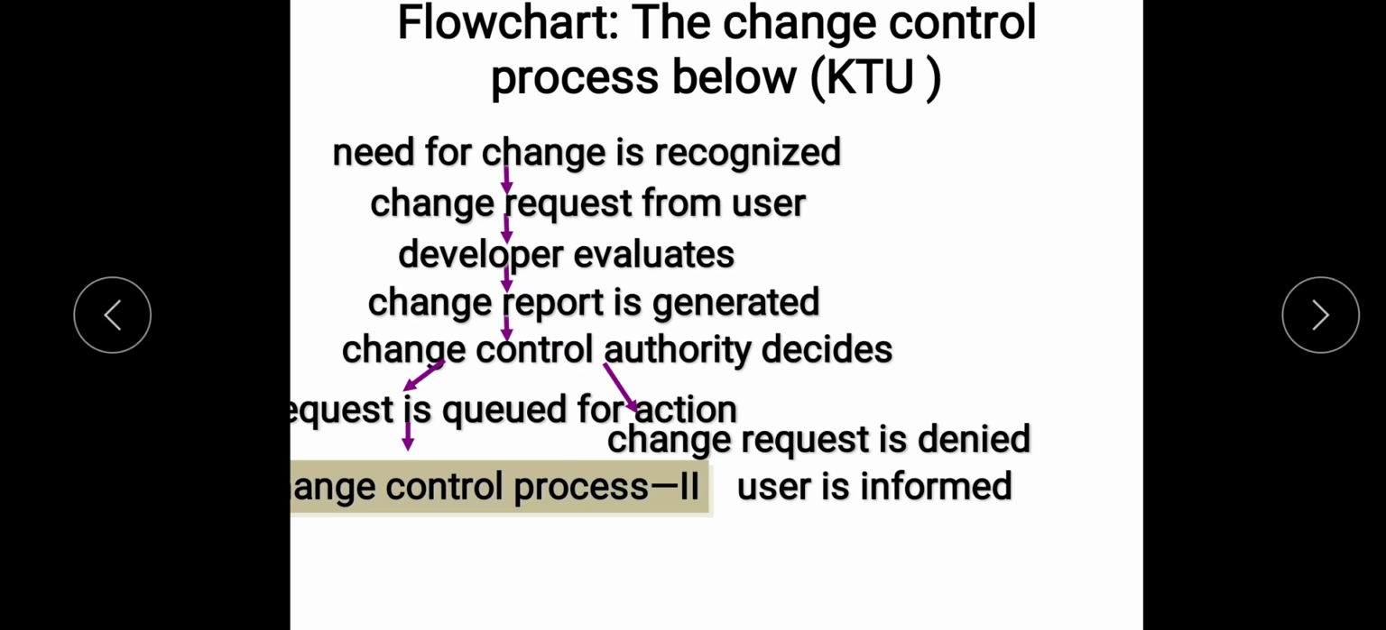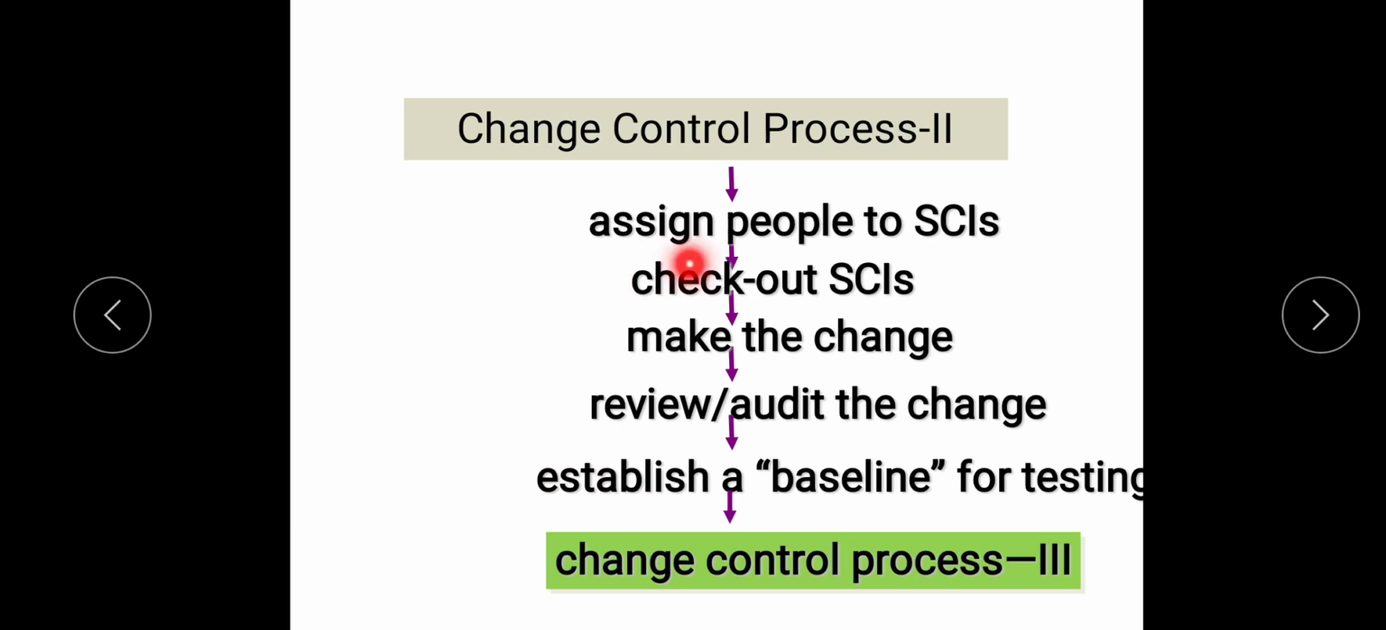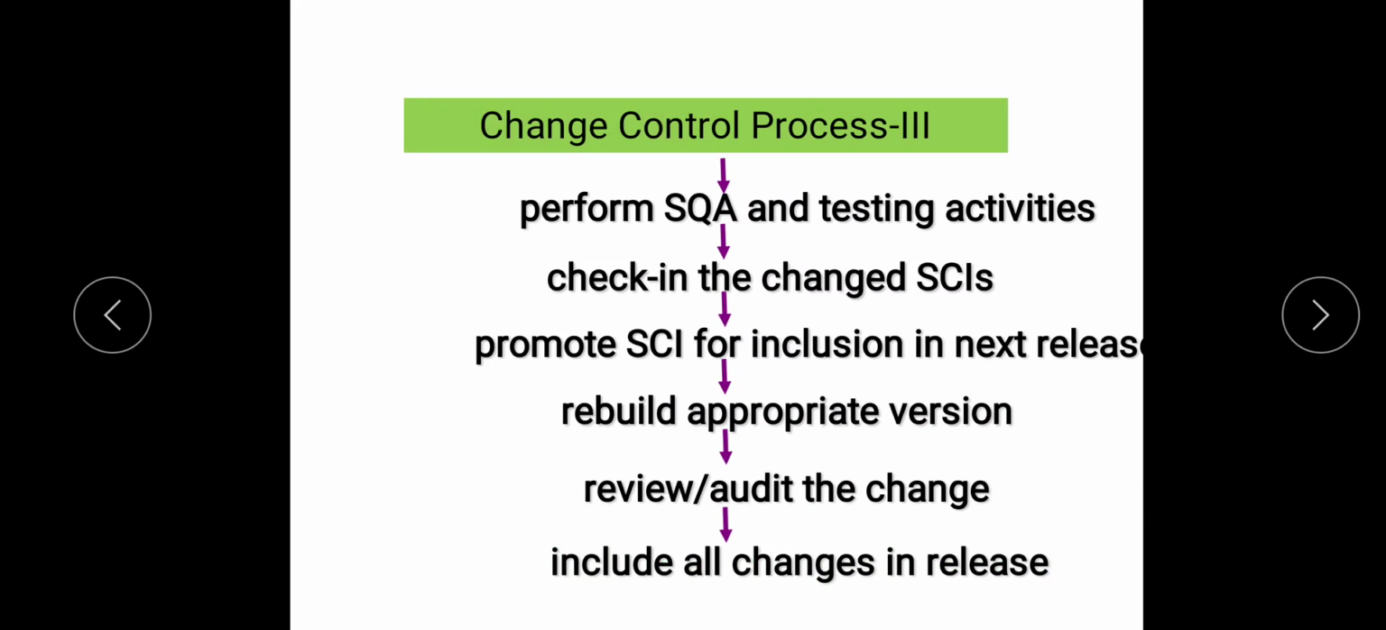If it is approved, the change control process goes to its next level, wherein people are assigned to SCIs, and you check out the SCI from the repository or the project database, and make the change, review and audit the change, then establish a baseline for testing, and proceed to level 3 of the change control, wherein SQA is performed, some testing is performed, then quality assurance. Then the product is checked in with the changed SCIs, and we promote this SCI for inclusion in the next release and rebuild the appropriate version.